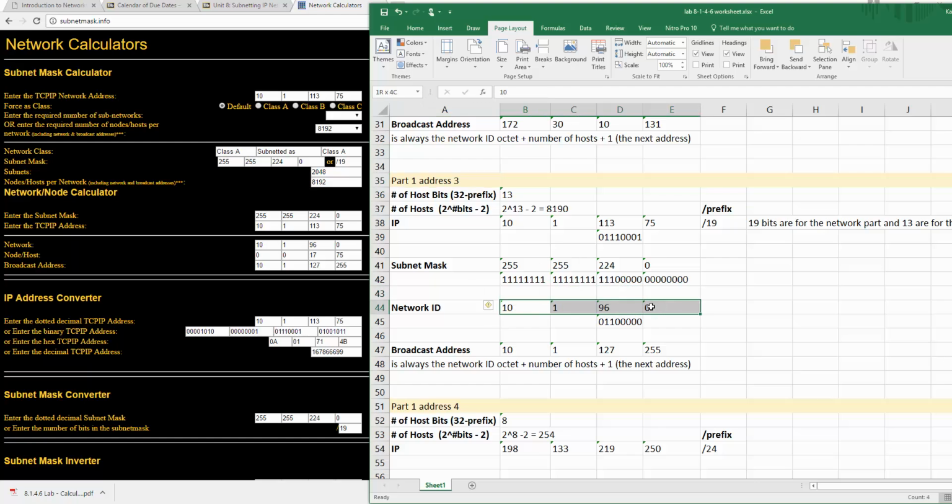We plugged in this IP address. And then we said we want this many hosts because we know that's the next available number. So it says, okay, you have 19 for your network, and then the rest are for your host. So how many subnets does that give us? That gives us 2,048 subnets. And here's our subnet mask.